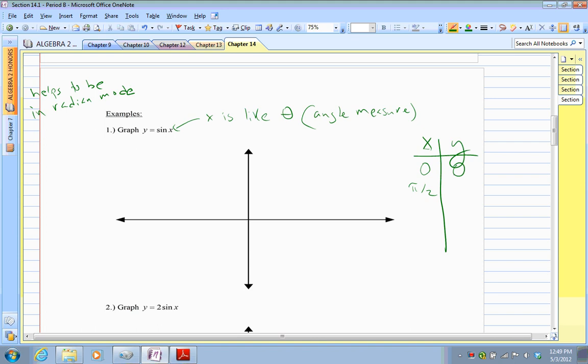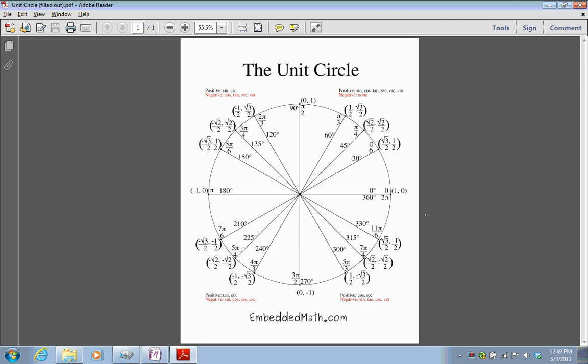So pi over 2, and what's sine pi over 2? 1, okay. What's another good one to plug in? We could do that, but let's do pi. Because right now, sine of 0 is 0. Then when you go to pi over 2, sine is 1. Now if you keep going, what happens to the sine values? They get smaller until you hit 0.